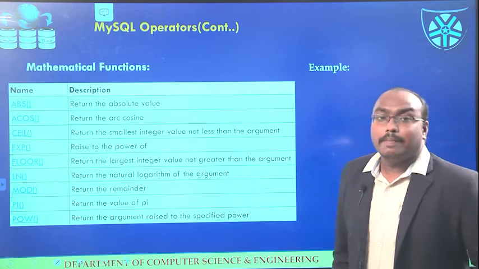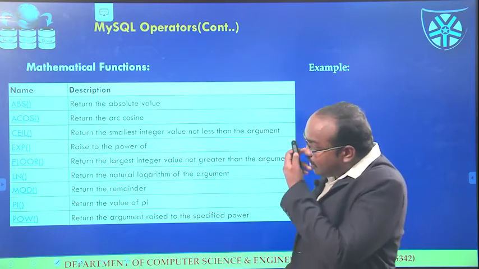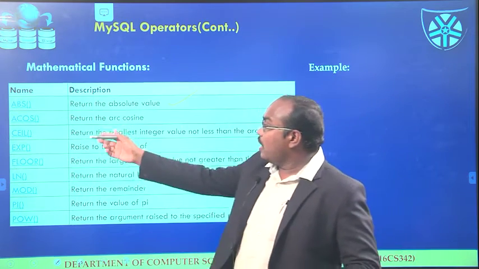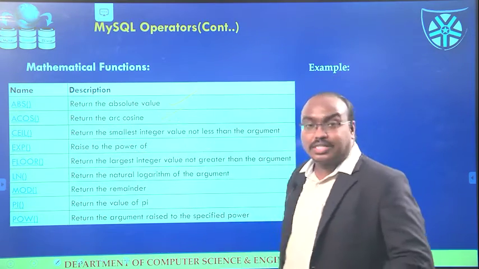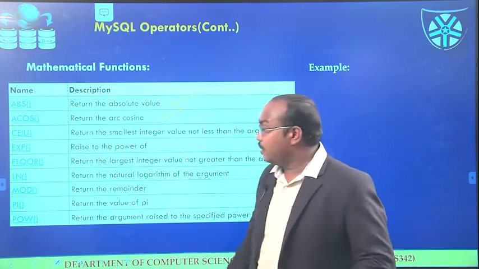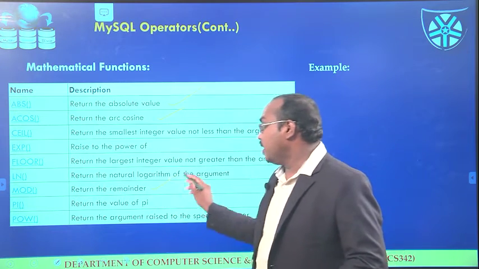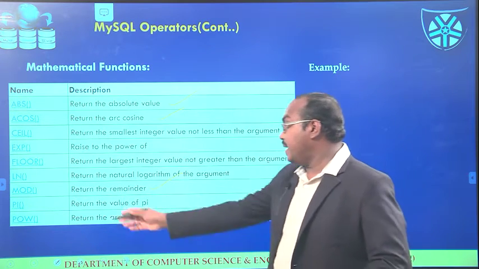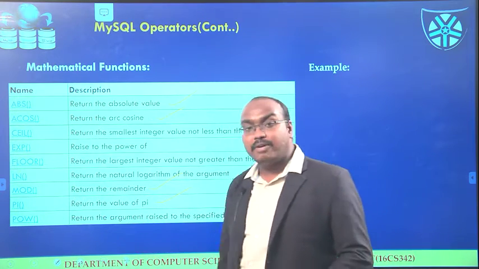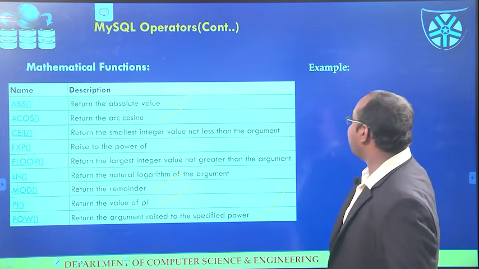And the next one, mathematical operators. So these are the mathematical operators. For example, the ABS function returns the absolute value. Next, ACOS, arc cosine. The next one, ceiling function. Next, floor function. Next, LN function, logarithms. And the MOD function returns the remainder value. The PI function returns the value of pi. And the next one, the POWER function returns the power values. Let us take an example.